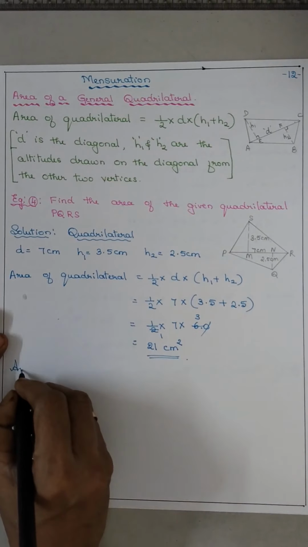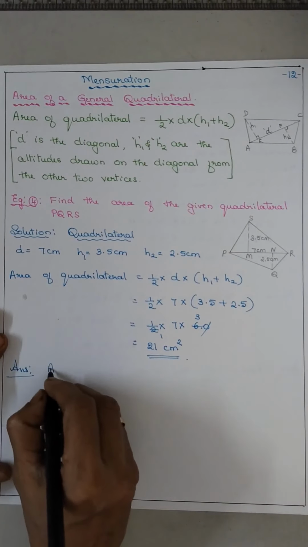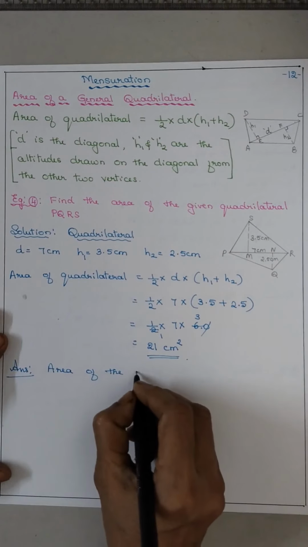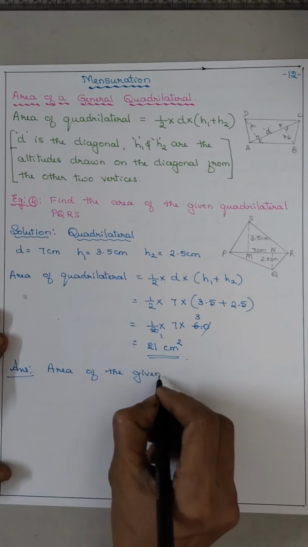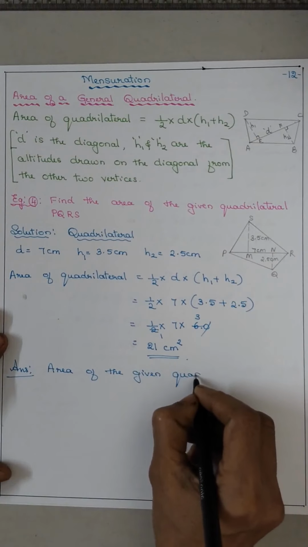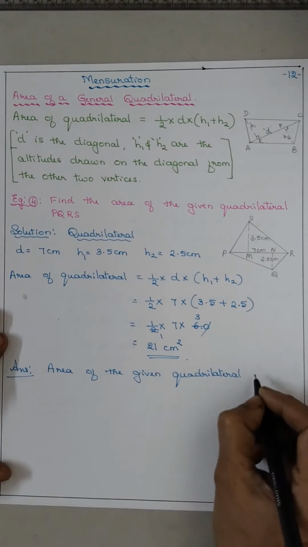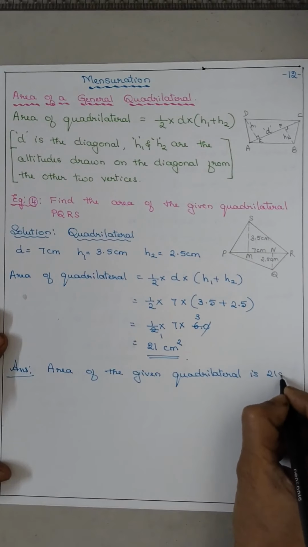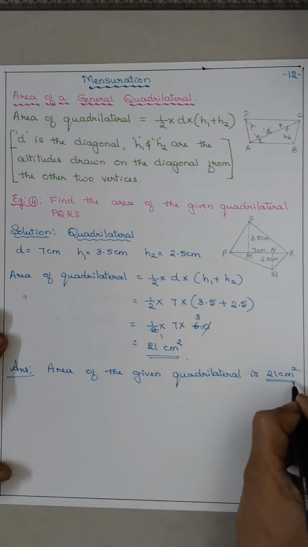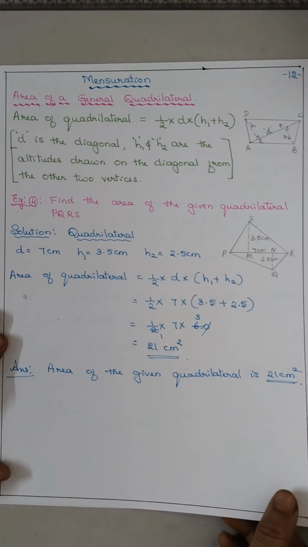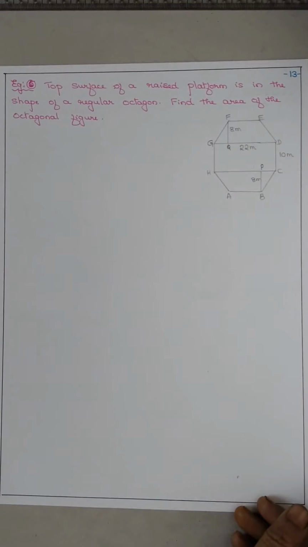So the answer: the area of the given quadrilateral is 21 centimeter square. Is it clear? Now coming to example 5.